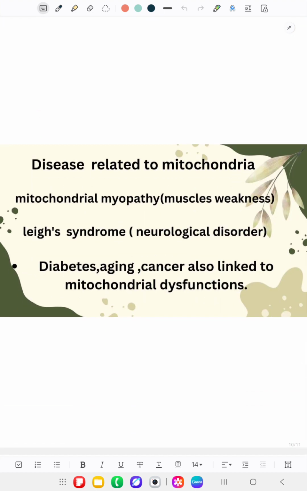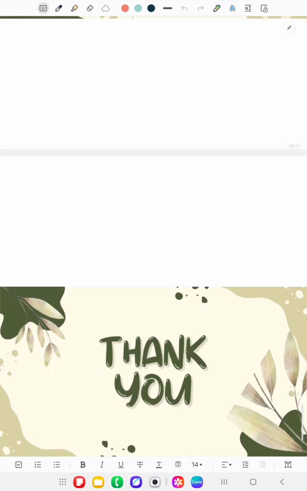Diseases related to mitochondria: mitochondrial myopathy, muscle weakness, Leigh syndrome, neurological disorders, diabetes, aging. Cancer is also linked to mitochondrial dysfunction.